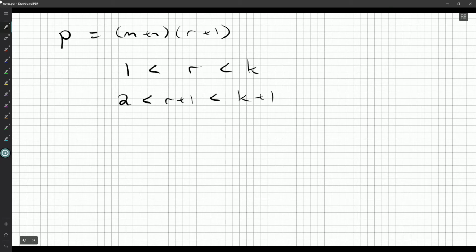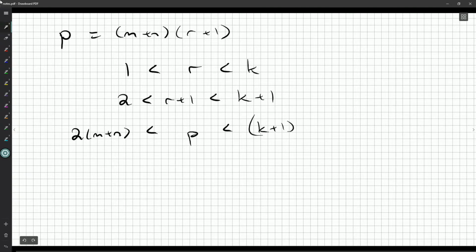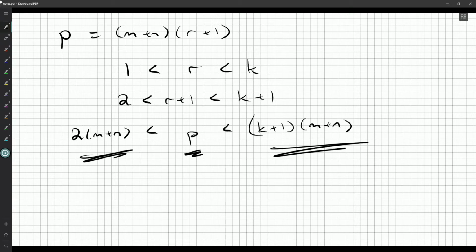Yeah. Oops. And then, so 2m plus n has to be less than p. Just multiplying everything by m plus 1, or m plus n, and then we get k plus 1 times m plus n on both sides. And so this is an integer, this is an integer, and so this should limit the integer values of p. And we know how many there are.